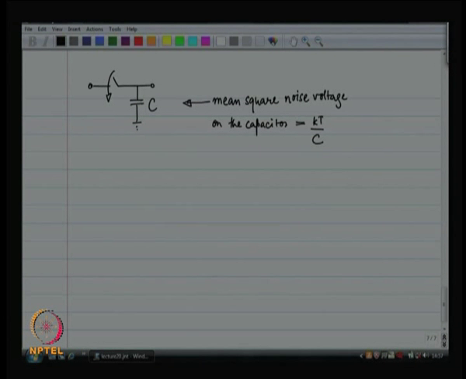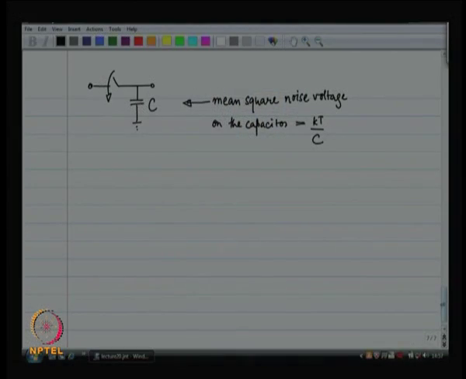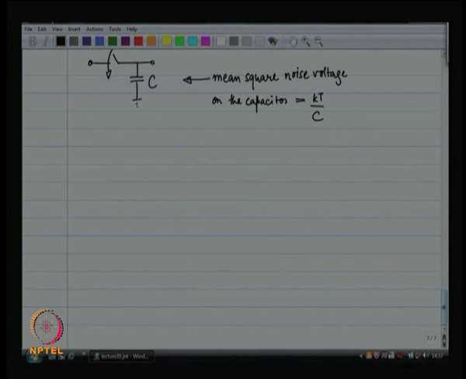It is coming from the switch, but its value has nothing to do with the resistance of the switch, it is irrelevant. It is coming from the switch, true, but its final value is independent of the resistance of the switch, right. So, this is a very sweeping result. All you have to do is make your capacitor larger, and the noise voltage that you will see is going to be smaller.